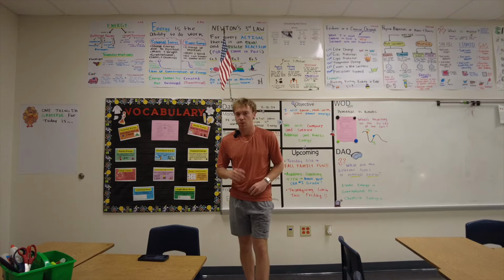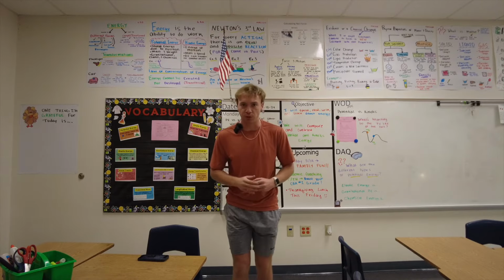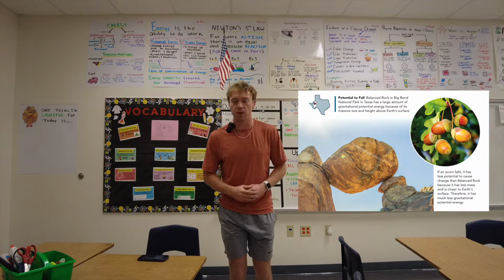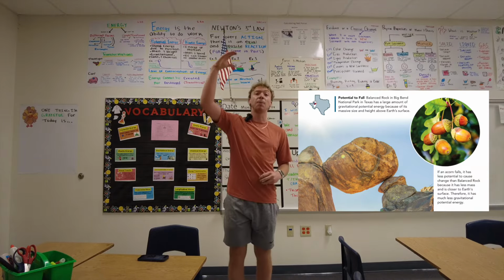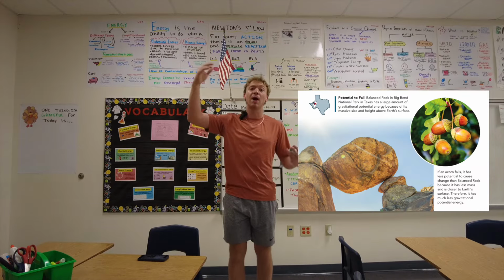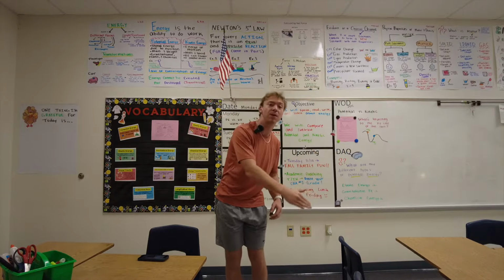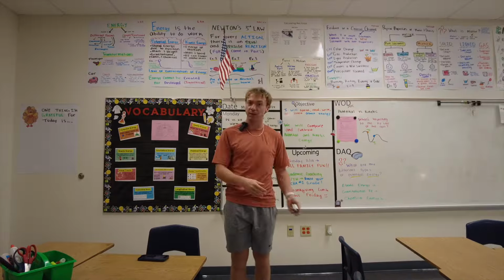All right, let's quickly talk about the three different types of potential energy that you need to know. The first is gravitational potential energy, which is the energy of an object due to its position. You can think about a boulder being at the top of a hill as having high gravitational potential energy. It has the potential to go down the hill and transfer to kinetic energy.